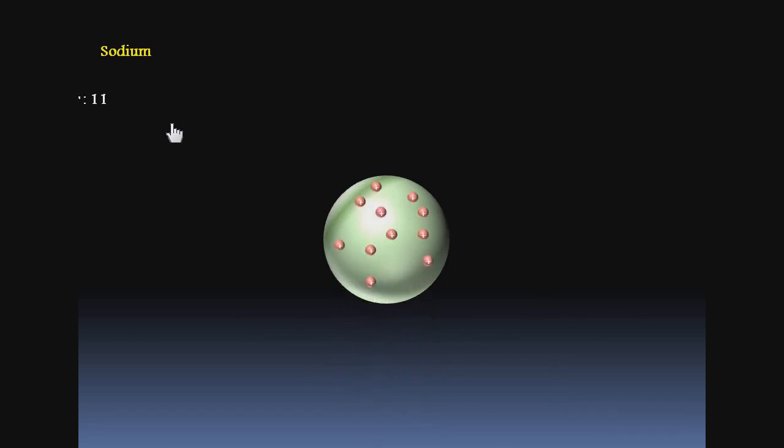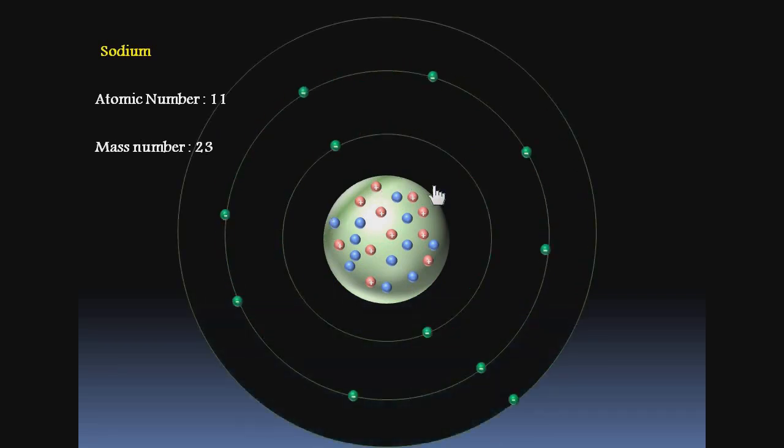The next element is sodium. It has 11 protons, so atomic number is 11. It has 12 neutrons, so mass number is 23. 11 plus 12, 23. It has 11 electrons revolving around the nucleus. 2 electrons in K shell, 8 electrons in L shell, and 1 electron in the M shell.